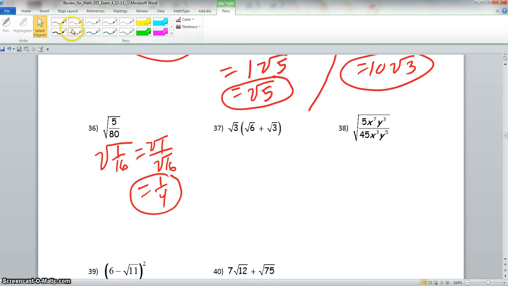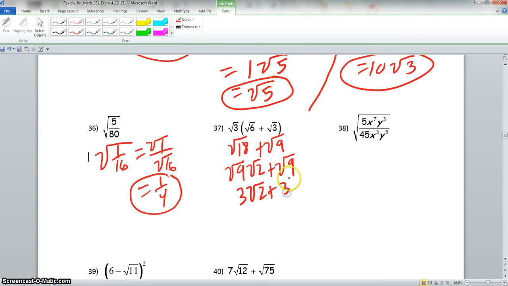Okay, class, picking up where we left off, we would take the square root of 3 times the square root of 6, which would give us the square root of 18, and the square root of 3 times the square root of 3, which gives us a positive square root of 9. Now we could take out the highest perfect square out of the square root of 18, which is the square root of 9, and that will leave us the square root of 2, plus the square root of 9. So we would have 3 square root of 2 plus 3 as our final answer.